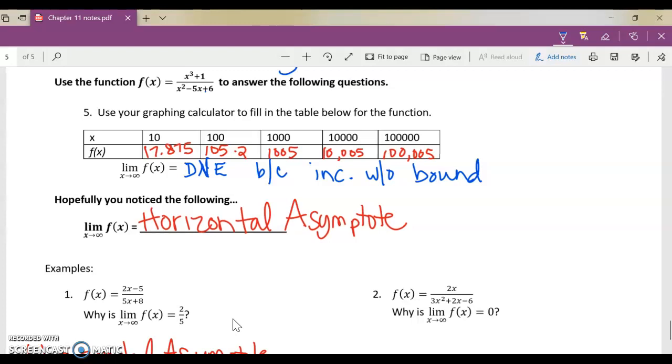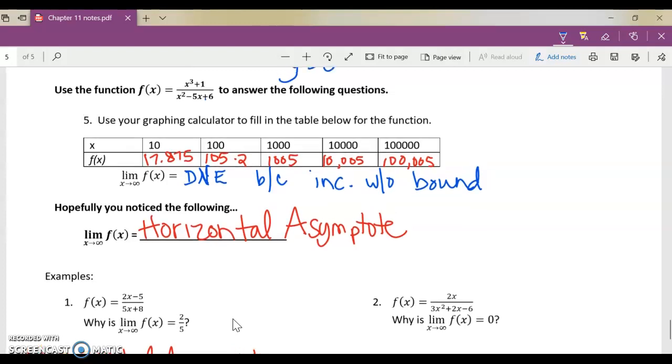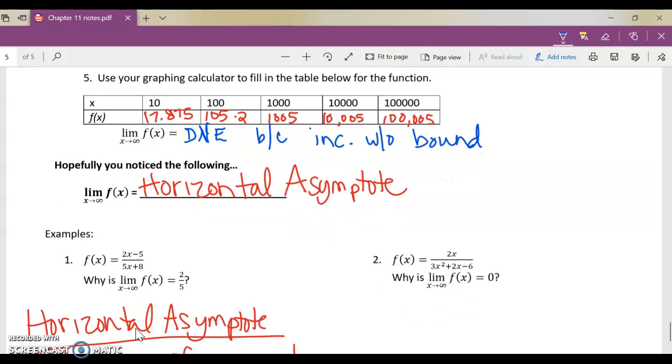So here's how it works. When I look at examples 1 and 2 right here, I can look at this example and tell you right off the bat the limit is 2/5. Or look at this little example and tell you right off the bat the limit is 0. I did not build a table. I did not look at a graph. I just looked at the equation and very quickly knew what the limit was. If x approaches infinity, I just need to know the horizontal asymptote.